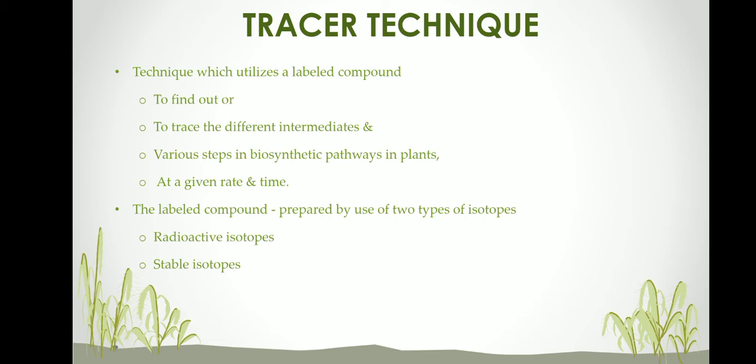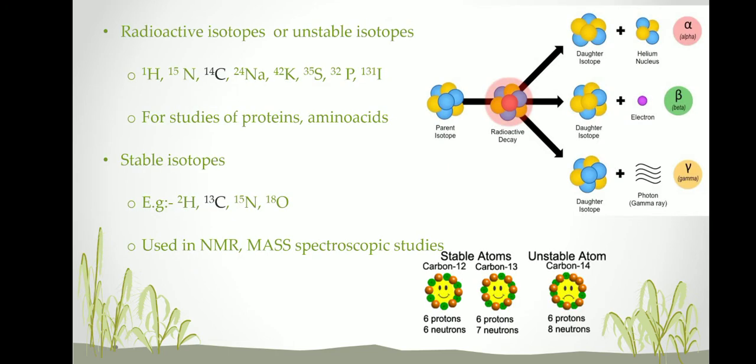What are isotopes? Isotopes are the elements which have the same atomic number but different atomic weight or mass number and which exist with identical chemical properties. That is isotopes. These isotopes may be stable isotopes or unstable isotopes. So, the first one is radioactive isotopes or unstable isotopes, which usually decay with the emission of radiation.